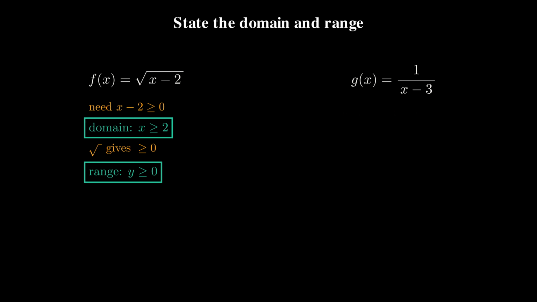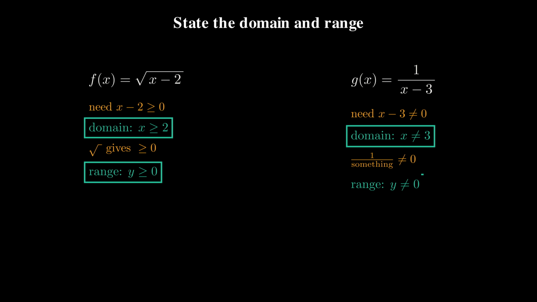Now the fraction. You can't divide by 0, so the denominator can't be 0. x minus 3 not equal to 0, giving domain x not equal to 3. And the range. Here's the subtle one. 1 over something can get tiny, but it can never actually equal 0. No input makes this fraction 0. So the range is y not equal to 0. Every root and every denominator is a clue to a restriction.